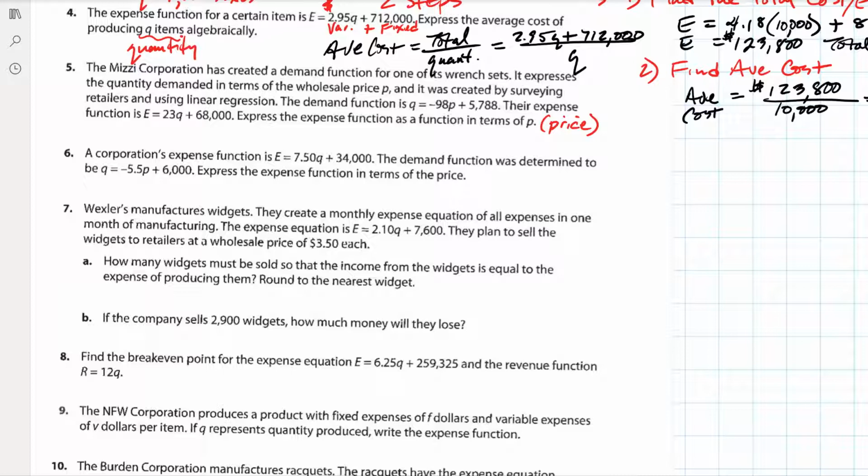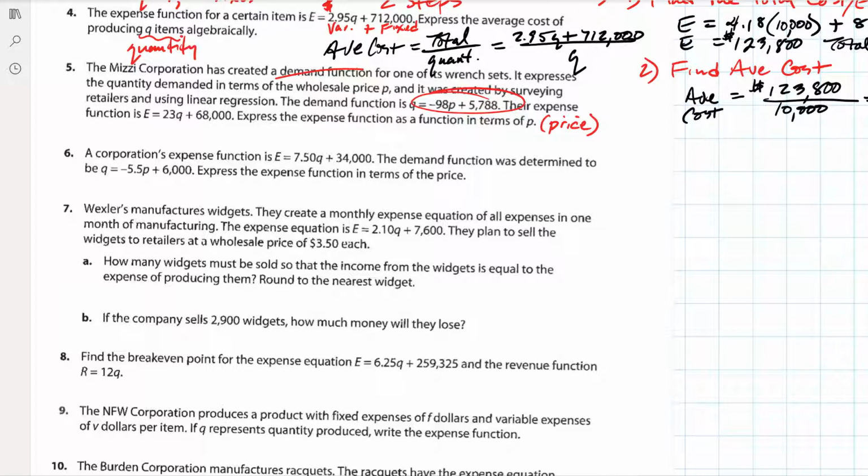So what we need to do to express the expense function in terms of the price is substitute my demand function into my expense function. Because it's in terms of Q right now, and I want to get it in terms of P. So I do a little substitution and simplify it, if that's possible. It's definitely possible.